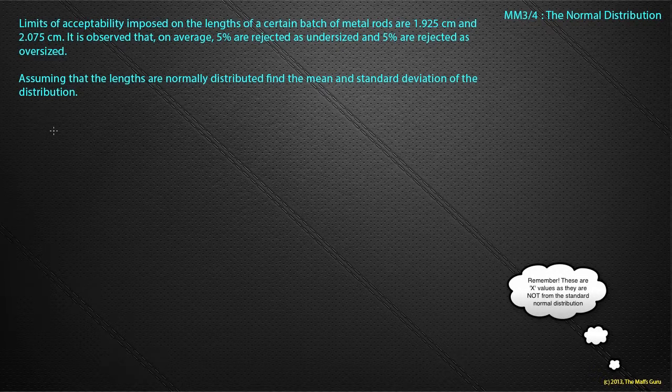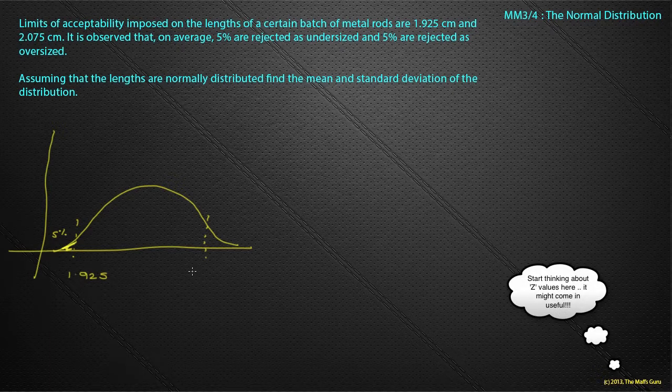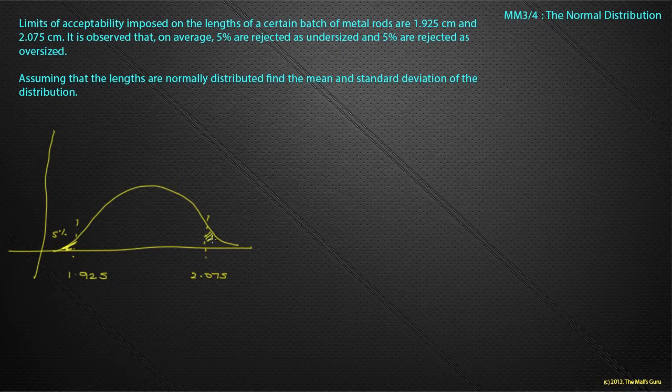Now, if we draw a diagram, what that is suggesting is, here is our curve. We now know that the lower bound is 1.925, so this bottom section here is 5%, and we know that the upper bound, the ones that get rejected, is at 2.075, so this bit here is also 5%.